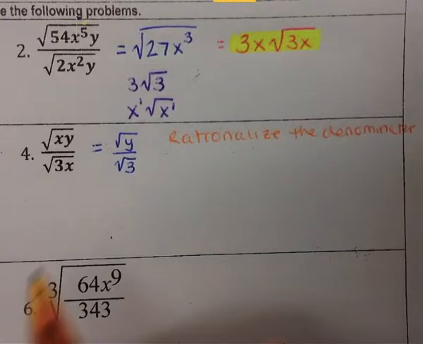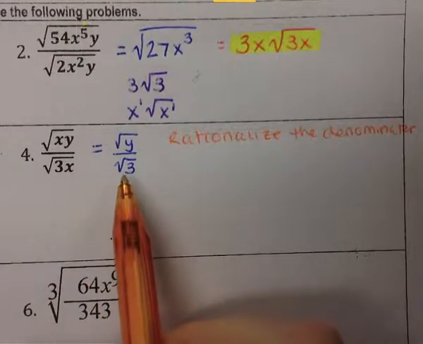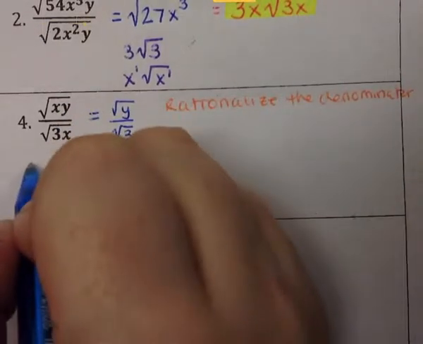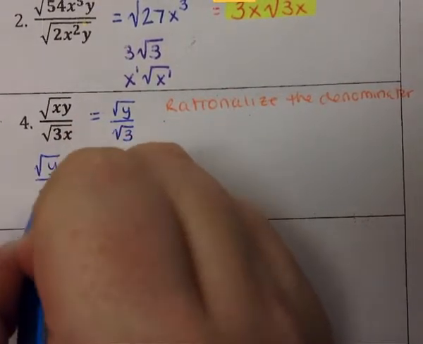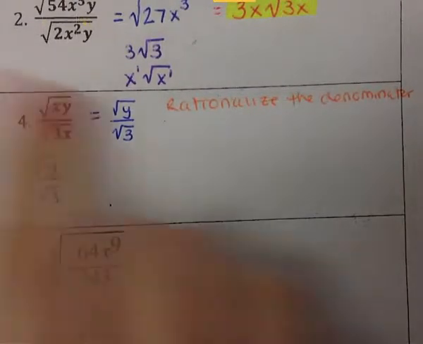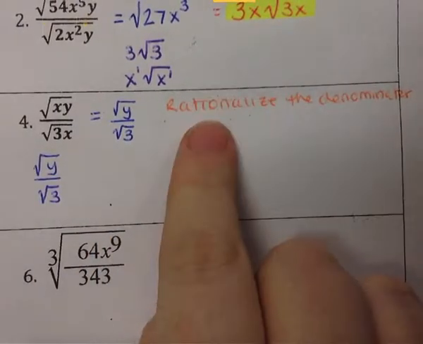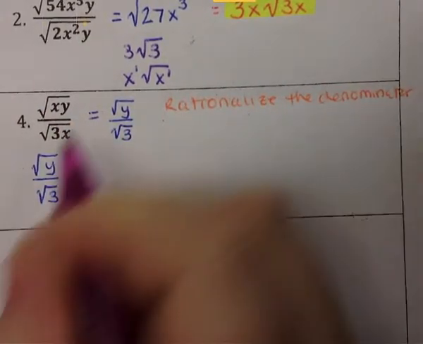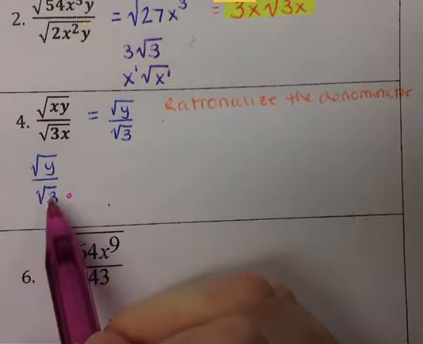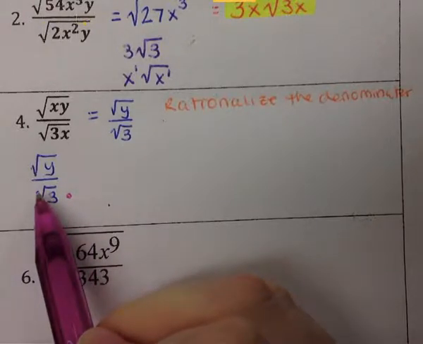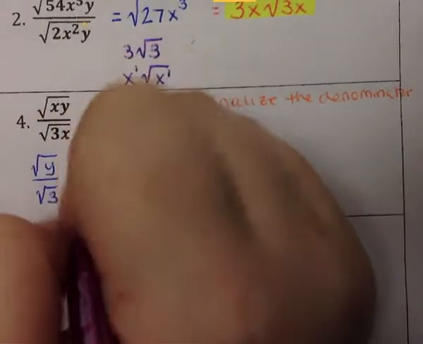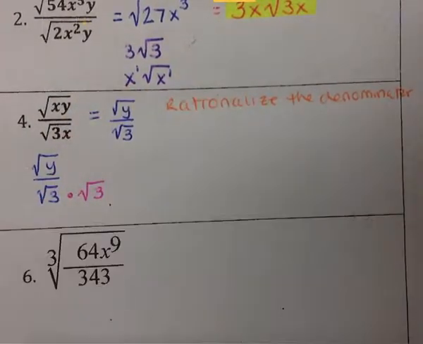Again, we want to rationalize the denominator because we do not want a radical in the denominator. So I'm going to rewrite this problem down here. We have the square root of y over the square root of 3. We want to make the denominator a rational number. So we focus on the denominator. In order to get the square root part gone, we want to square a square root to get rid of the square root. So to square something, we would multiply it by itself. So we would multiply the denominator by the square root of 3.